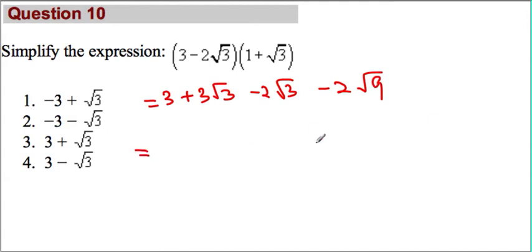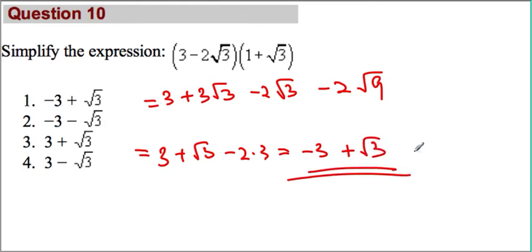Now, what is square root of 9? That's right, square root of 9 is equal to 3. So therefore, we end up getting 3. When you combine these two, you get plus radical 3 because 3 minus 2. And the last one becomes minus 2 times 3, which is equal to 6. Then 3 minus 6 becomes negative 3 plus radical 3. That becomes our answer, which is choice 1.